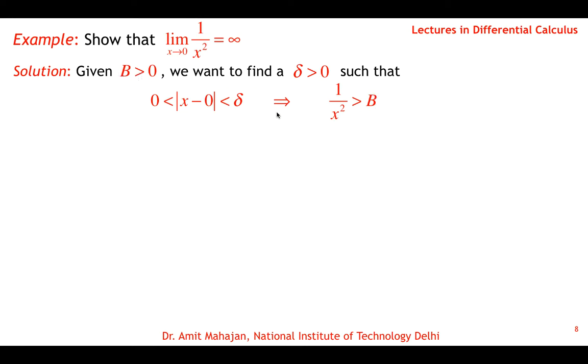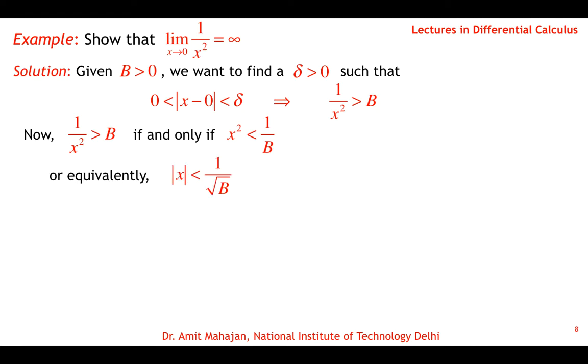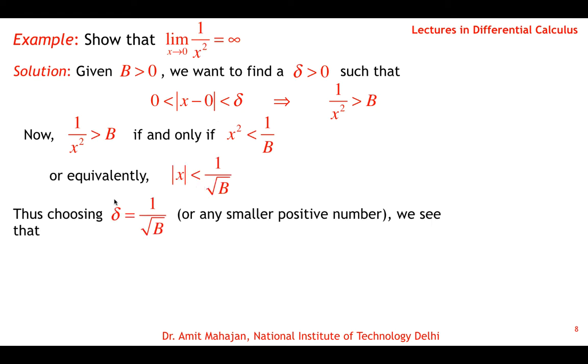Okay, so again, if you remember, the method still remains the same, that you have to solve this inequality first and then correspondingly try and find this delta. So if I solve this, then this holds if and only if x square is less than 1 by b. Okay, so x is less than 1 by root b, and if you compare, then you can see what delta is. If you compare these two, then you can choose delta to be 1 by root b or any smaller positive number than this.